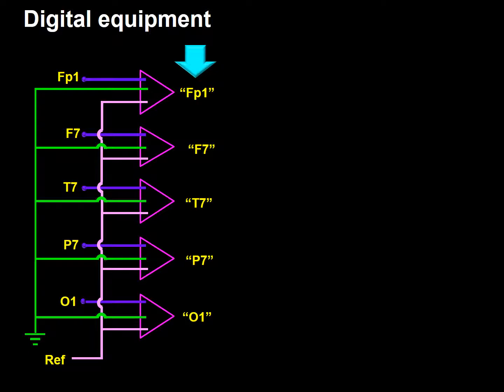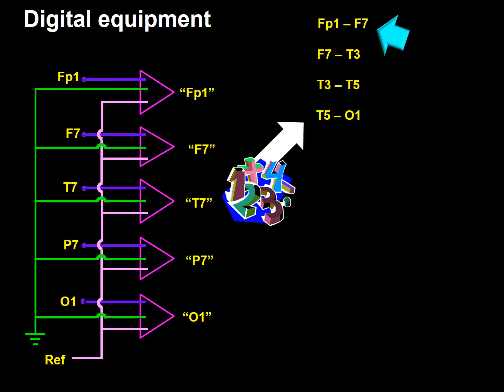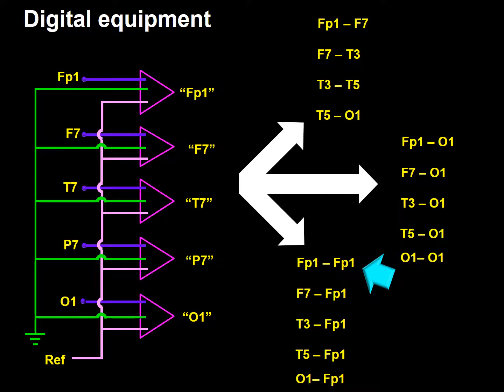Then the digital EEG uses this data, that is the value of each electrode in relation to the digital common reference electrode, to perform mathematical operations and give us the value of FP1 in relation to F7, the value of FP1 in relation to O1, or if we so choose, it will give us the value of FP1 in relation to itself.